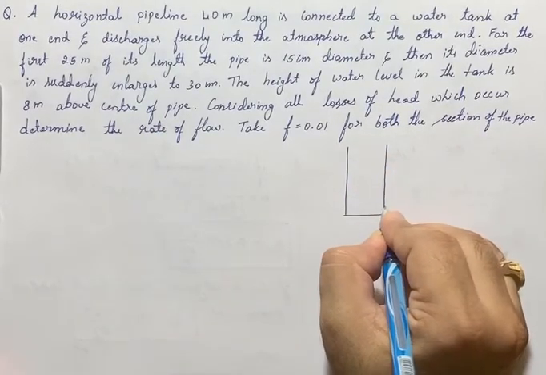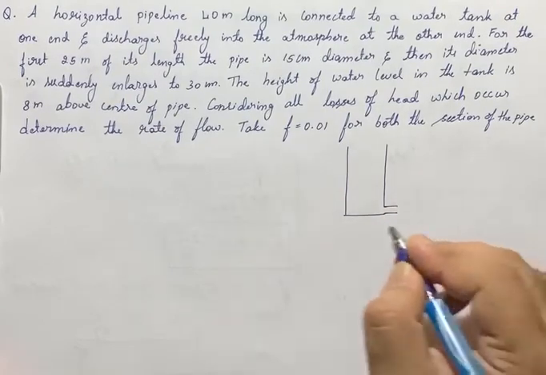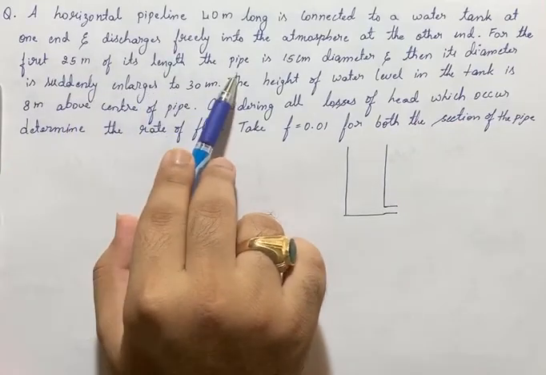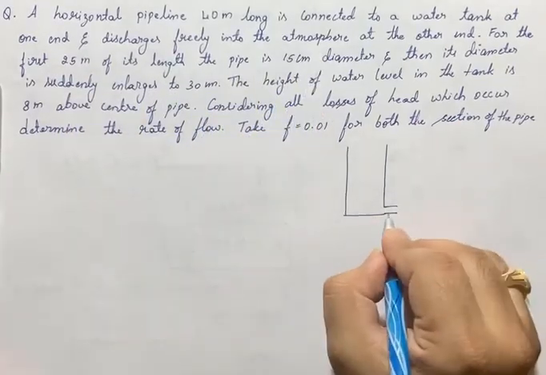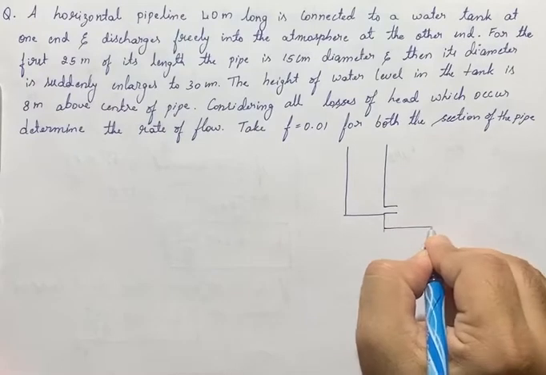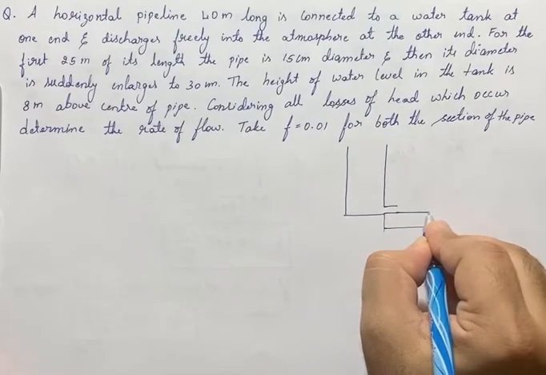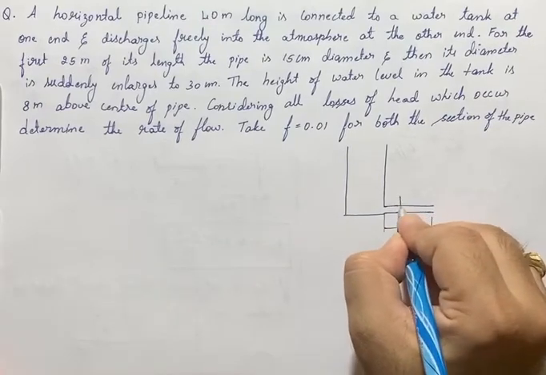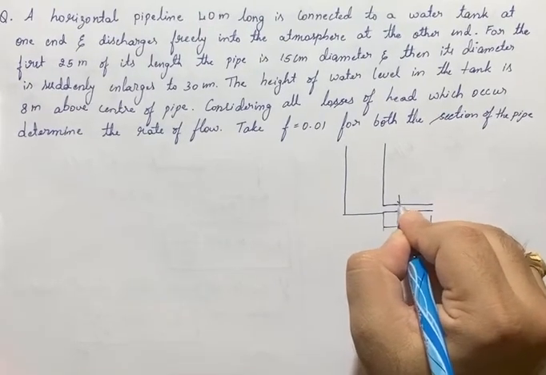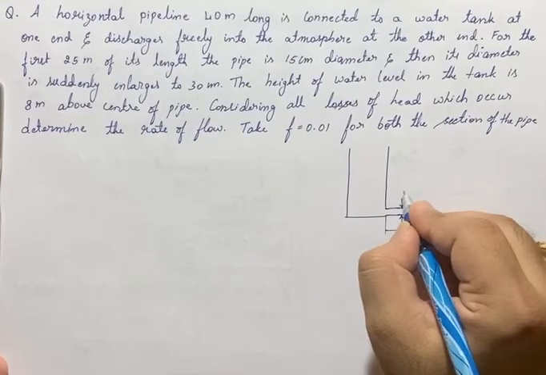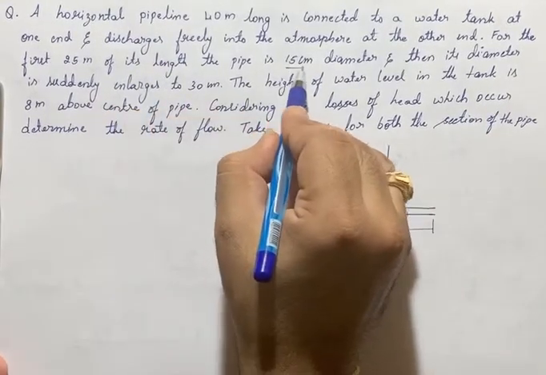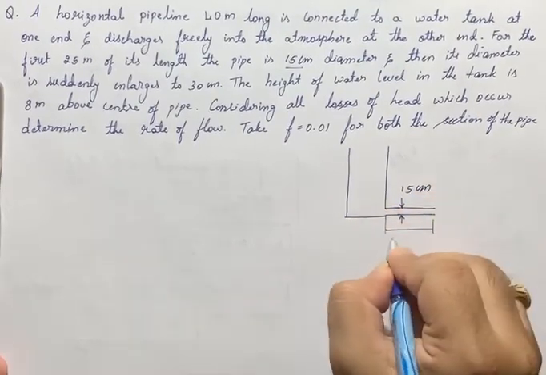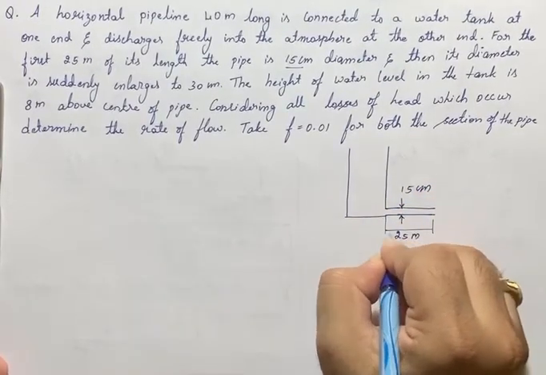One end of the pipe is connected to a water tank, and the pipe is of length 40 meter. For the first 25 meters of its length, the pipe diameter is 15 centimeter. Let us take, this is the 25 meter length, and this diameter is told as 15 centimeter. This is 15 centimeter, this is 25 meter.